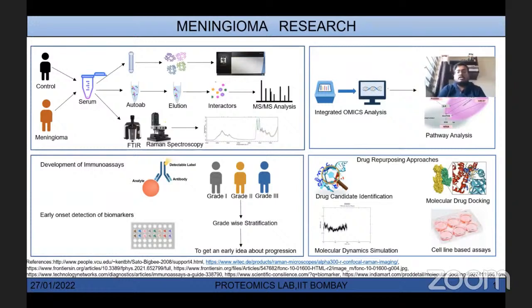Then we'll perform an integrated omics analysis to identify the altered and most perturbed pathways that are involved in meningioma progression. Finally, I would like to identify one drug candidate and perform drug repurposing based approaches using both in silico as well as cell line based assays.